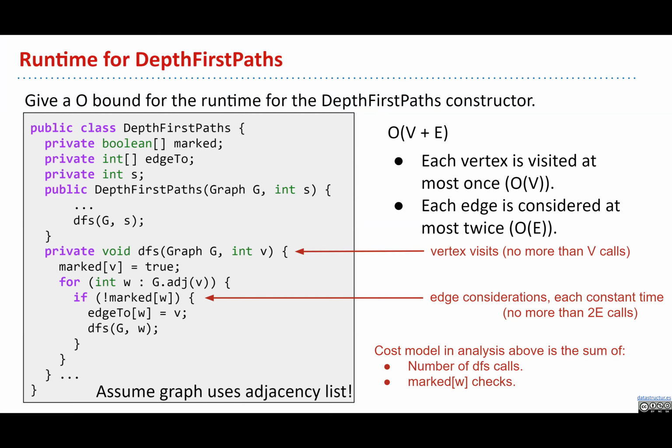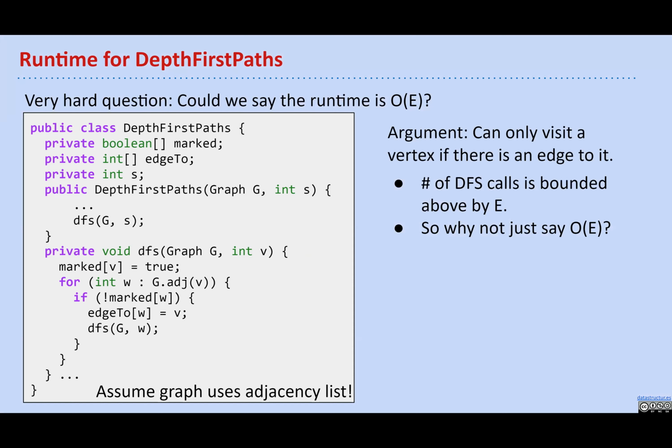Or if you want to do it sort of in terms of cost models, and this is the part that I was slightly sloppy about in the 3-year ago video, think about it this way. The number of DFS calls is going to be no more than V, and the number of marked calls will be no more than 2E. And so again, as before, the cost model is the sum of two things, sum of DFS calls and the sum of marked checks. Okay. Challenging for sure. Very ample ground for office hours and exam prep questions.